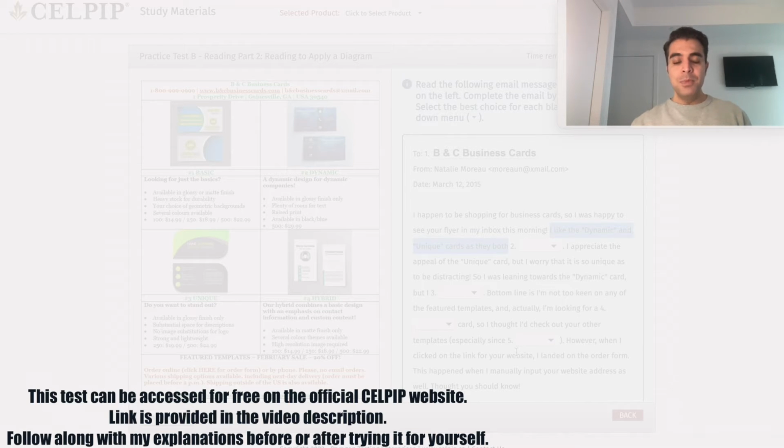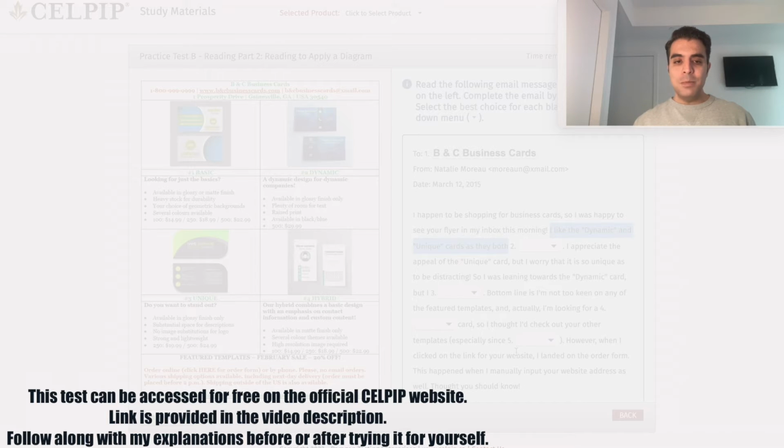So for example, the dynamic is available in glossy finish only. Unique is also available in glossy finish only. So the answer to question number 2 could be glossy finish only, right? What else? B, plenty of room for text. Next one, substantial space for descriptions. Again, same thing. Plenty of room for text, lots of room or substantial space for descriptions. So again, any of these two points could be the answer to number 2.